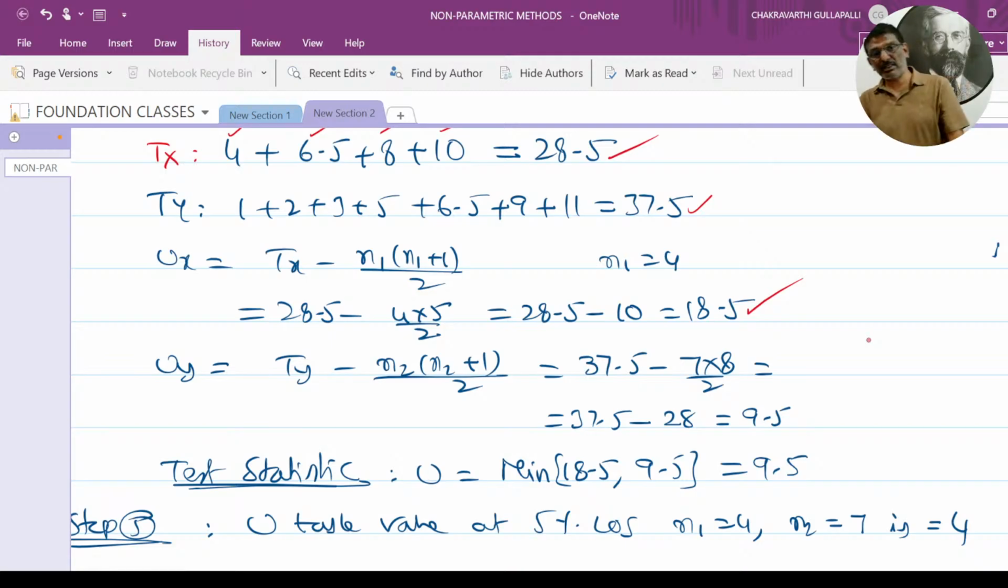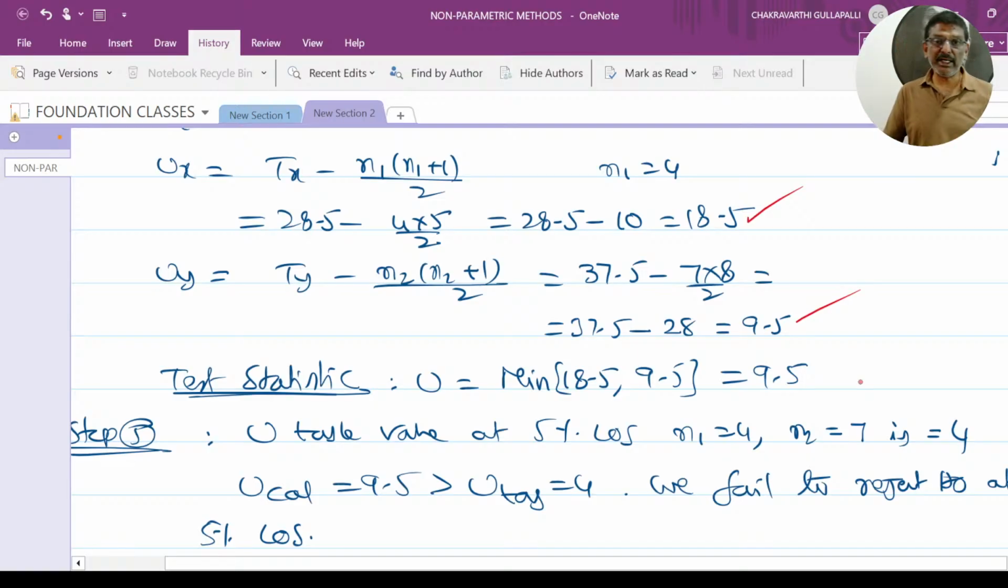Especially for this topic is very useful for non-mathematics students. UY is equal to TY minus N2 plus 1 by 2. So simple mathematical techniques are used in this procedure. 37.5 minus 7 into 8 by 2, that is 26. After 28, after that this is 9.5. U statistics is very important, that U depends on UX-UY, UX-UY depends on TX-TY.